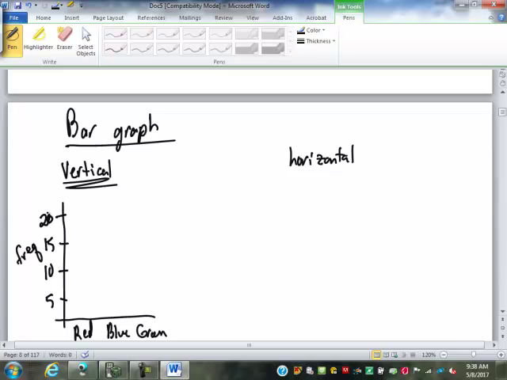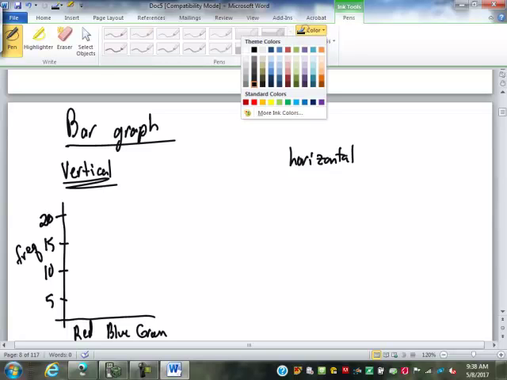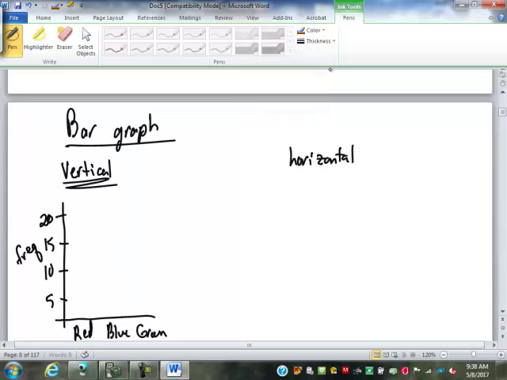So we're going to go 5, 10, 15, 20. Notice we don't have to count up by ones. We don't have to mark every little mark. It's possible that we'll estimate in between here. So red was 20, so we're going to go up to 20. Blue is 14, goes up like that. Green is 16, goes up like that.